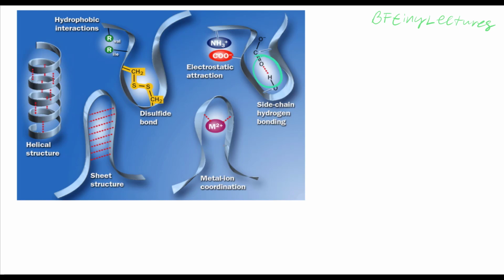Okay, now another force would be the metal-ion coordination. So, for instance, that would introduce prosthetics into the protein fold, right? So you have a protein that has a metal ion next to it, right? So that would be a metal-ion coordination. An example would be like copper in the body. Okay, now you got the disulfide bond. So the disulfide bond, I think, is pretty important to realize that this is actually a covalent bond.